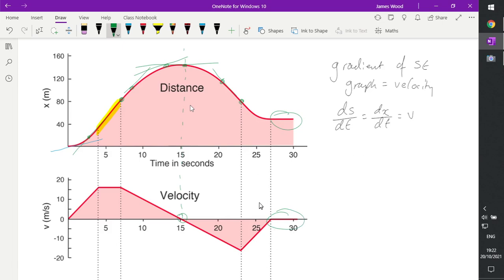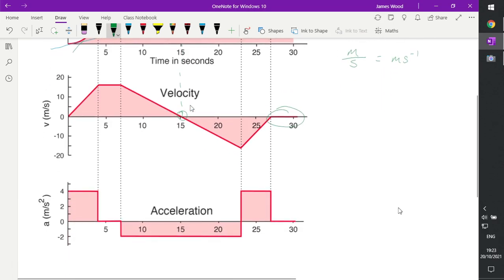Velocity is a differential of the distance, the rate of change of the distance. You can think about it in terms of units as well. Distance is in meters, and then we differentiate it, so we're dividing it by time when we find the gradient. So meters divided by seconds, well, that's meters per second.